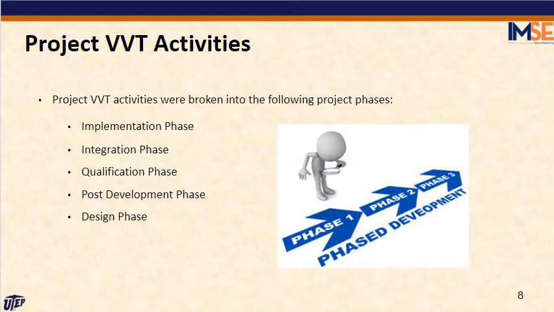Project VVT activities. The Project VVT activities are broken into project phases and documents that we worked on during those phases. The following phases are standard phases of any project: the definition, the design phase, the implementation phase, the integration phase, and the qualification phase, and finally, the post-development phase.